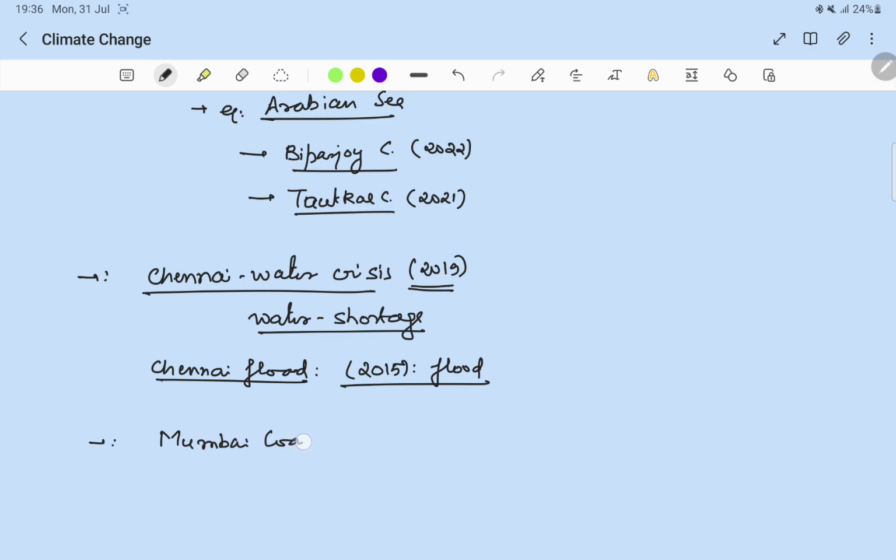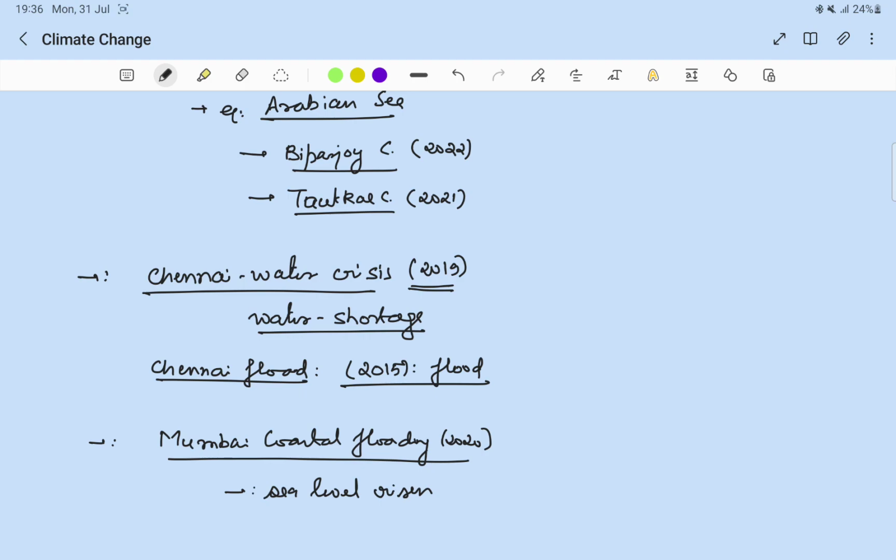Mumbai coastal flooding. Coastal flooding in the year 2020. It led to a large amount of sea level rise and extreme weather events. Okay, so these things were there. Sea level risen. So these are the local factors or the country wise factors that we've just seen.